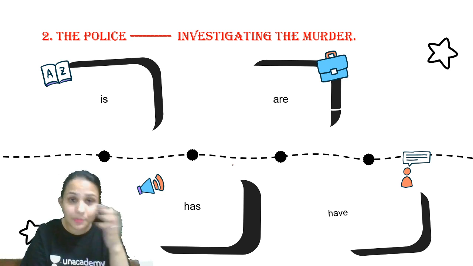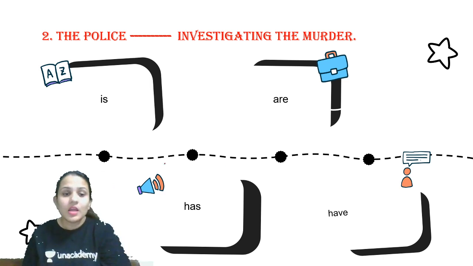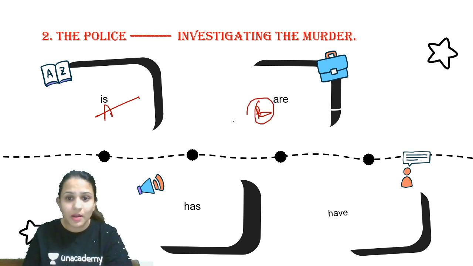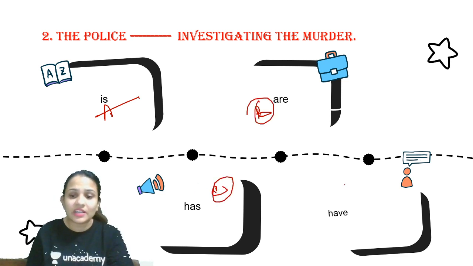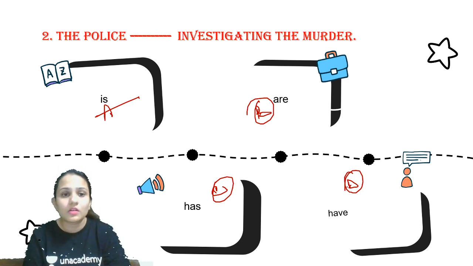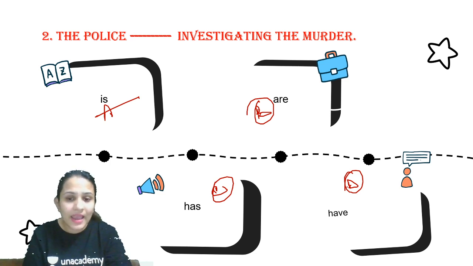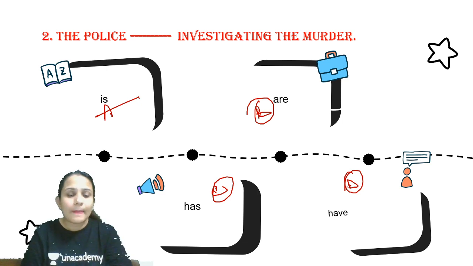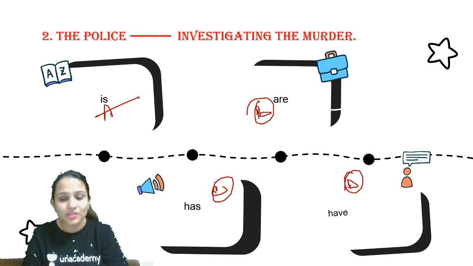The next question is: the police dash investigating the murder. The police is investigating the murder. The police are investigating the murder. The police has investigating the murder, or the police have investigating the murder. Use the correct helping verb. The police dash investigating the murder. The police is, the police are, the police has, or the police have investigating the murder.